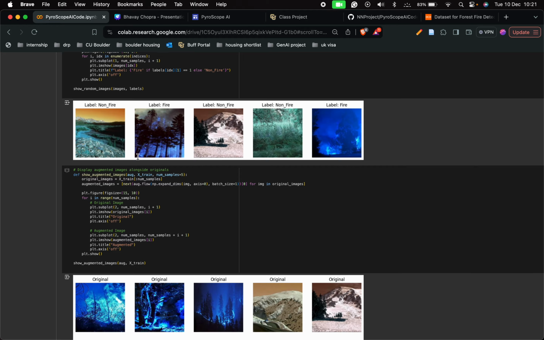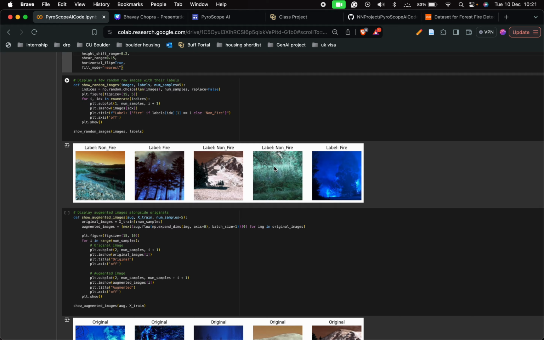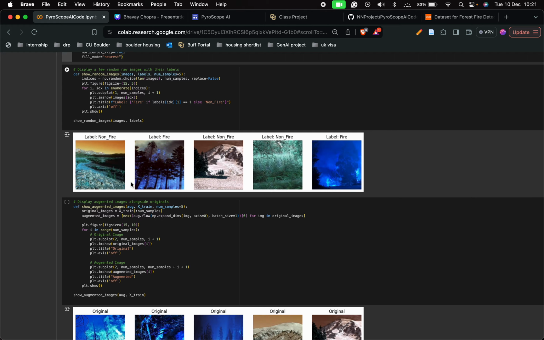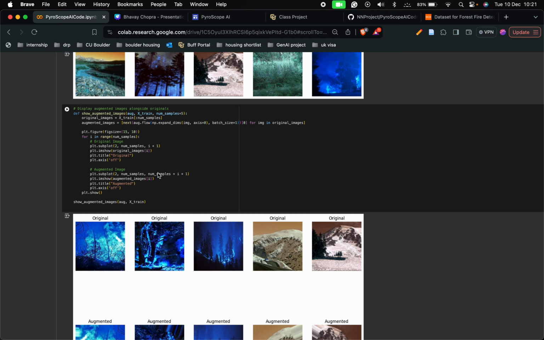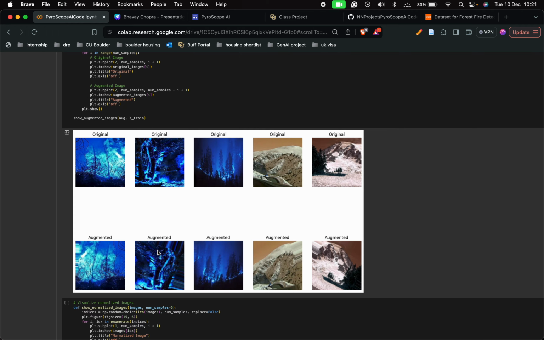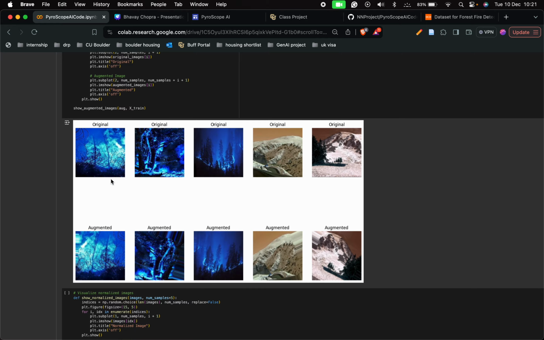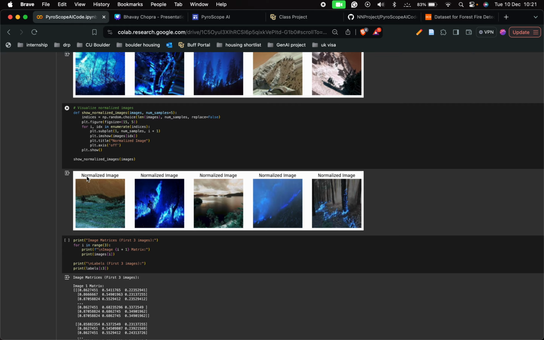As you can see, these are some of the samples of the raw dataset with the labels. Some of them have thermal imaging, which helps our model, and this is some of the augmented image outputs, and here are also some of the normalized image outputs.